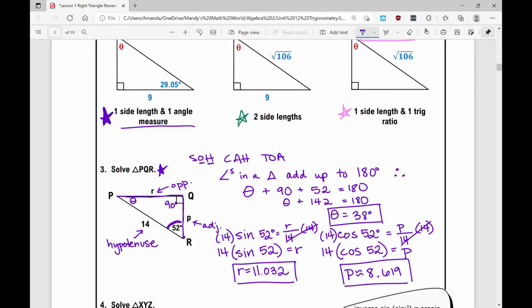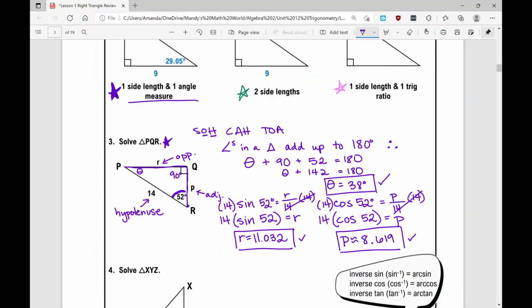And we've solved this right triangle because we found the degree of the missing angle and the lengths of the missing sides. Let's move on to example number 4.